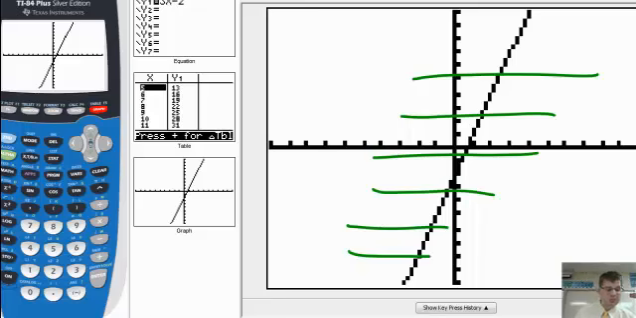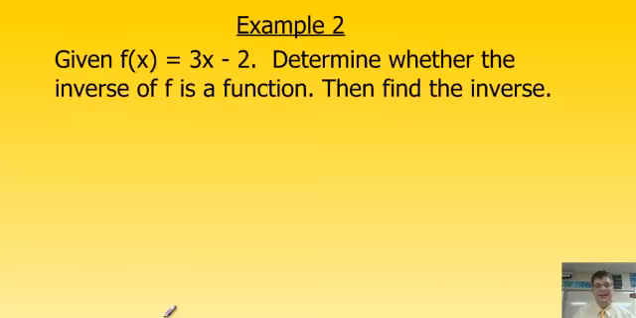We just look at the graph, horizontal line test, check it, see if it's good. So now we want to find its inverse. So I can rewrite this equation. Recall, I can rewrite this equation as y equals 3x minus 2. Now all I have to do is flip the x and y, because that's the definition of an inverse. We flip the x and y.